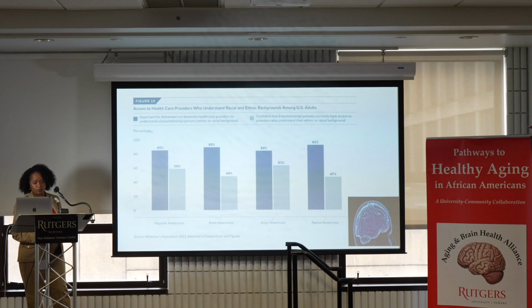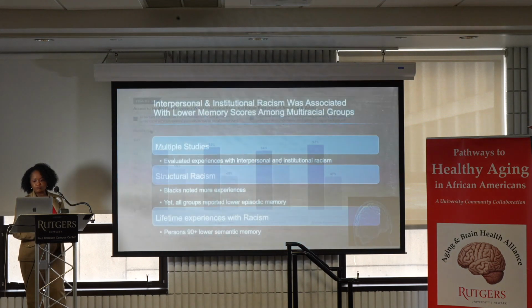We can see here, when we think about access to healthcare providers who understand race and ethnicity, that African Americans, as well as our Hispanic counterparts, feel that it is important for Alzheimer's disease and dementia healthcare providers to understand race and ethnicity and the person's background. But they are not as confident that they will understand this. So it is important for us to think about interpersonal and institutional racism and how that impacts us.